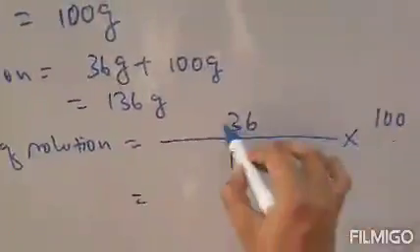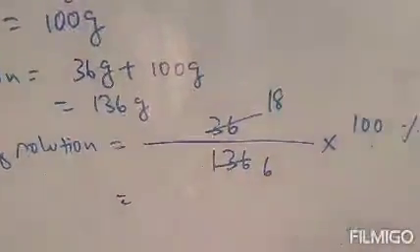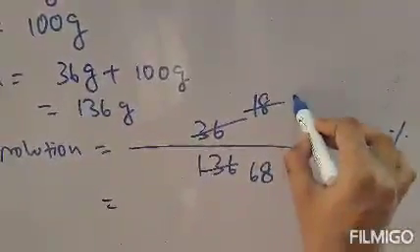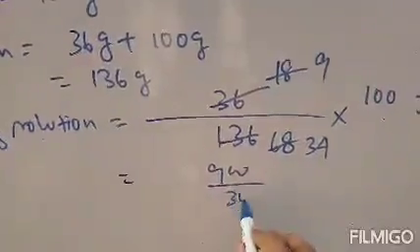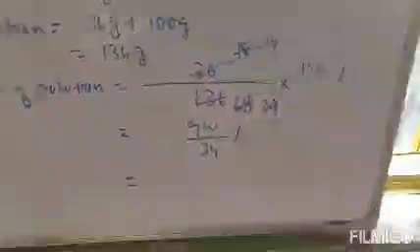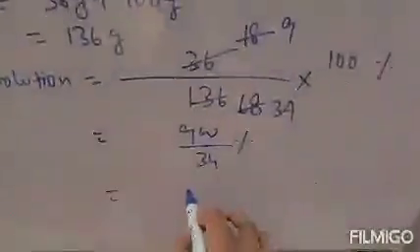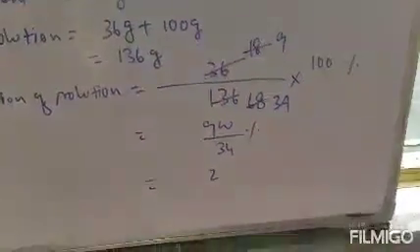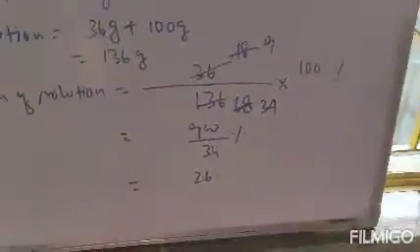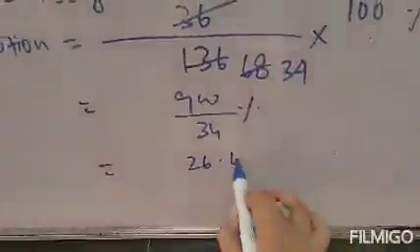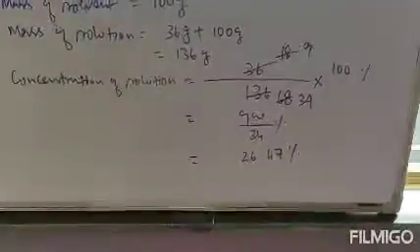So just calculate, just reduce the value. 2 18s are 36, 2 68, 2 9s are 18, 2 34s are 68. That means 900 by 34%. If you solve this, 34 2s are 68, then decimal, and 4 are 144, almost 26.47%. If you solve 900 by 34%, this gives you almost 26.47%. So this is the answer, the concentration of the solution.